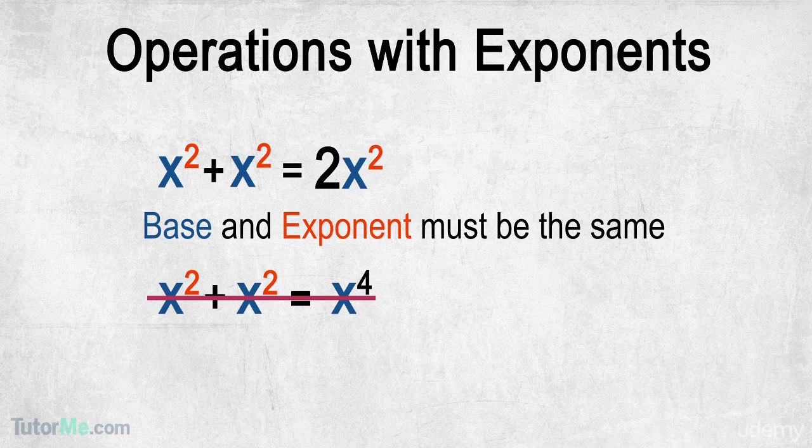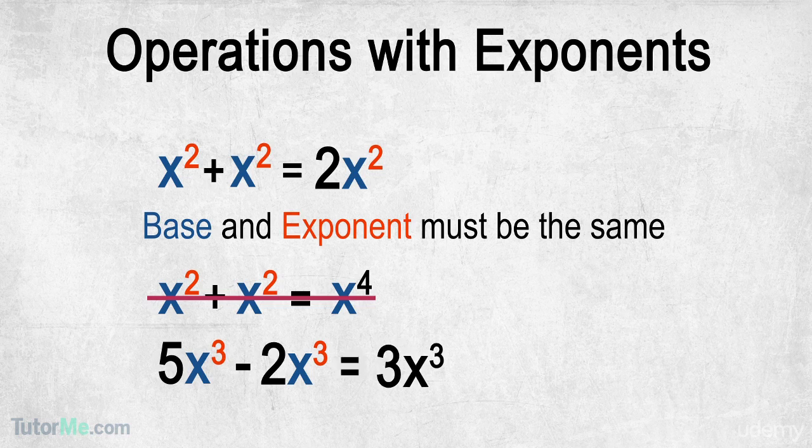Subtraction works the same way. Take a look at this example. 5x cubed minus 2x cubed. Remember, the exponent and base don't change, only the coefficient does. So here, we simply have to subtract 5 minus 2 and we get 3x cubed.